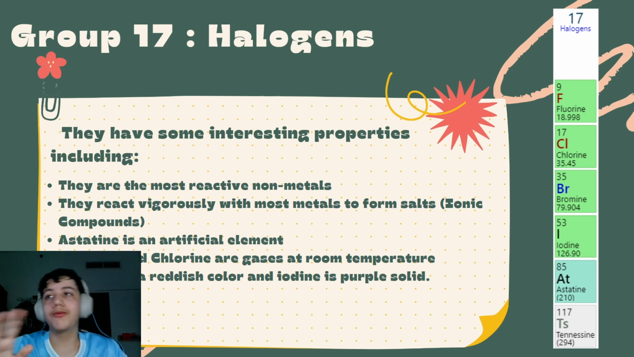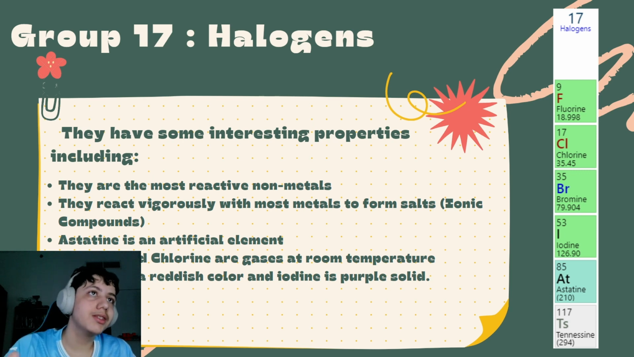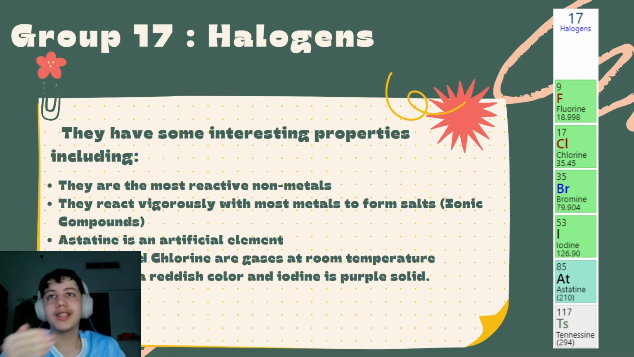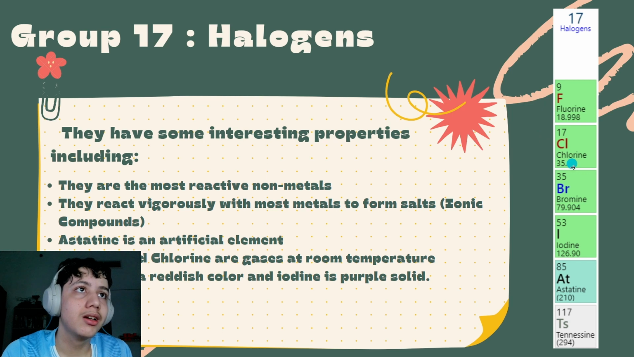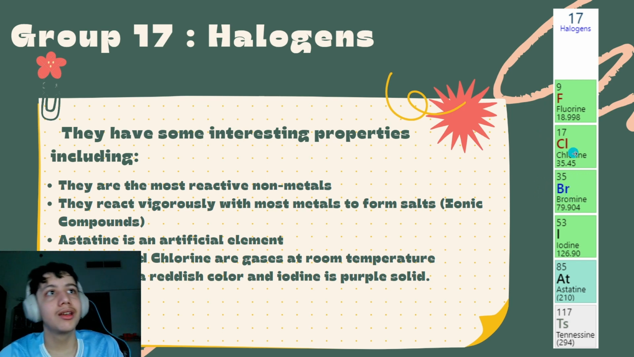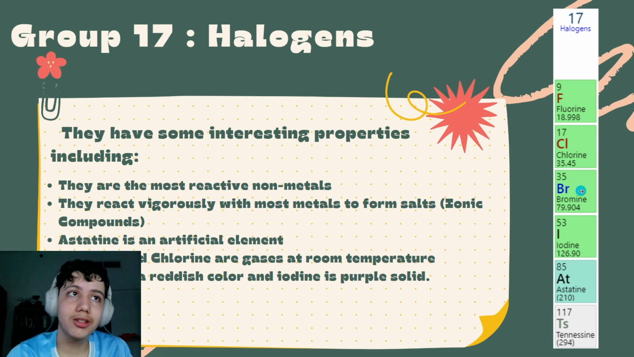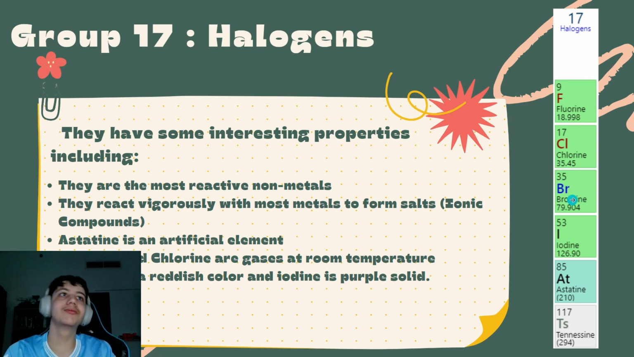These are some fun facts about some of the elements in the halogens. So astatine is actually an artificial element. Fluorine and chlorine are gases at room temperature. As you can see here, they're red, that means they're gases. Bromine is blue, that means it's a liquid, which is pretty interesting. And another fun fact about bromine, it's actually a reddish color, and iodine is a purplish color.